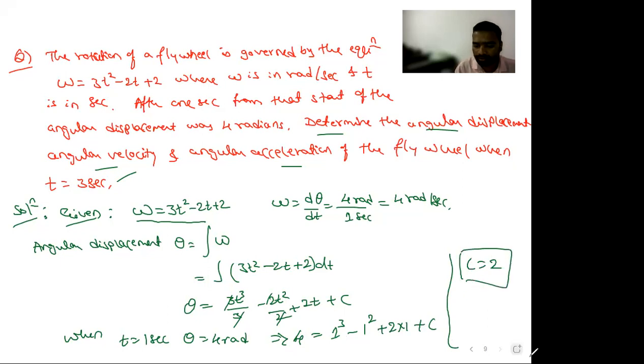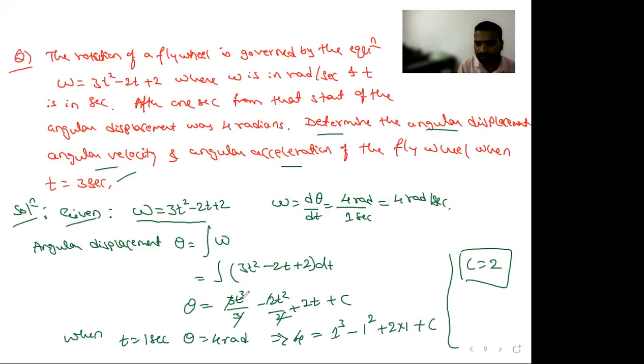Have you understood? Okay. Now I will write this theta function. Theta is equal to t cube minus t square plus 2t plus c, and in place of c, 2 has come. Correct? This one. Okay, whatever this one, c is equal to 2.